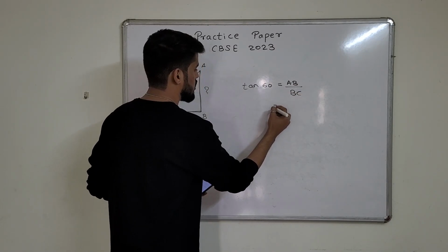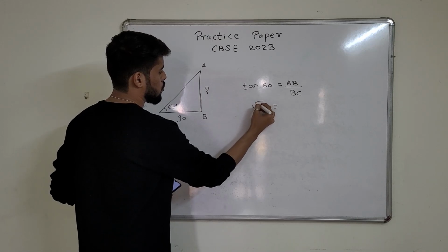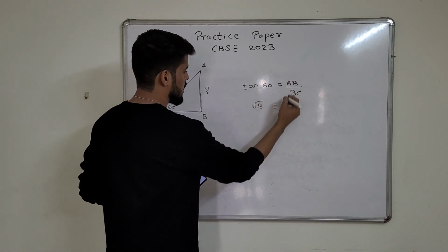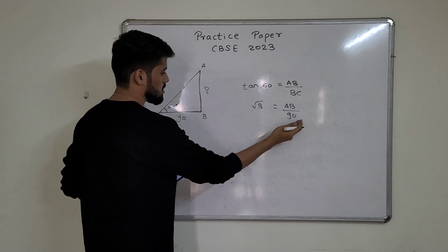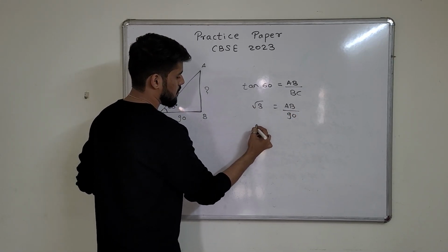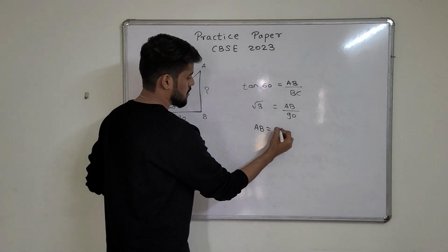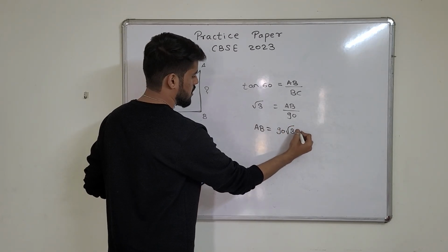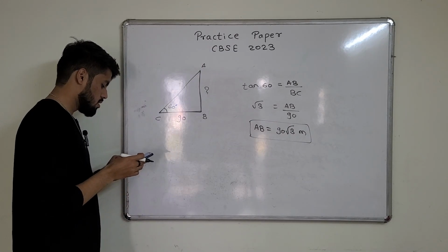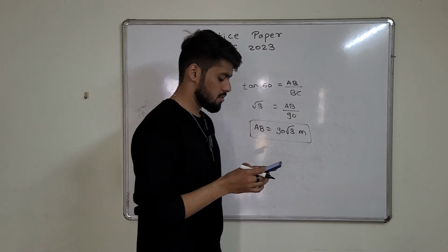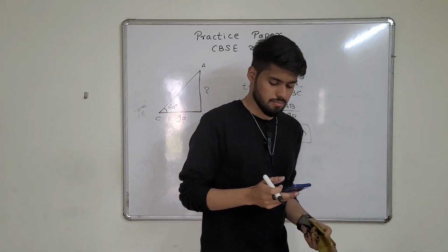AB upon BC. So that gives us what is the value of tan 60? Tan 60 is root 3. Root 3 equals to AB upon BC. The value of BC is 90. So just solve. You will get value of AB, that is height of the tower, as 90 root 3 meter. That's it. Option, कौन सा option होगा? Option B is the right answer. Okay. Let's go for the next question.